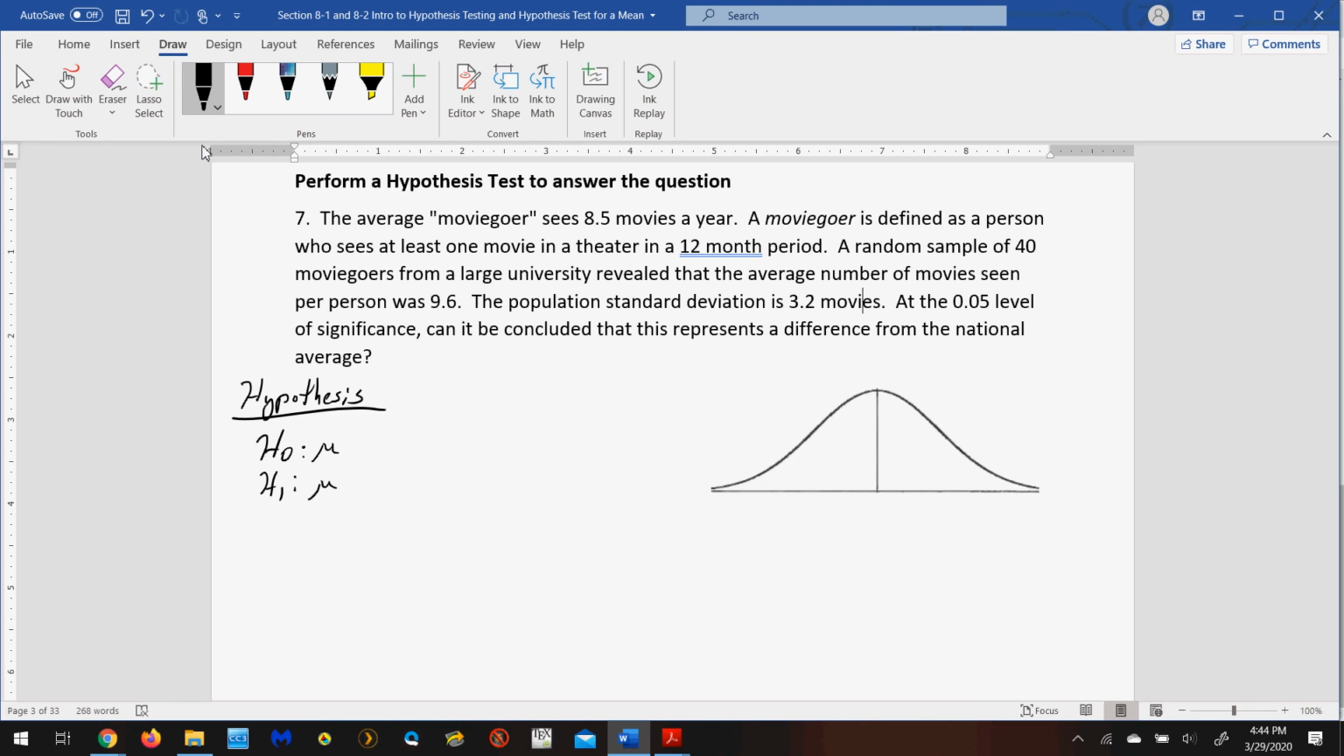So the hypothesis or claim that's given is the average moviegoer sees 8.5 movies a year. Sees means equals. They are seeing exactly that many. So the opposite would be not equals. And make sure to write claim next to this, so that way I don't have to reread this at the end to determine which was my claim. Now the alternate determines the tail test, so not equals means two tails.